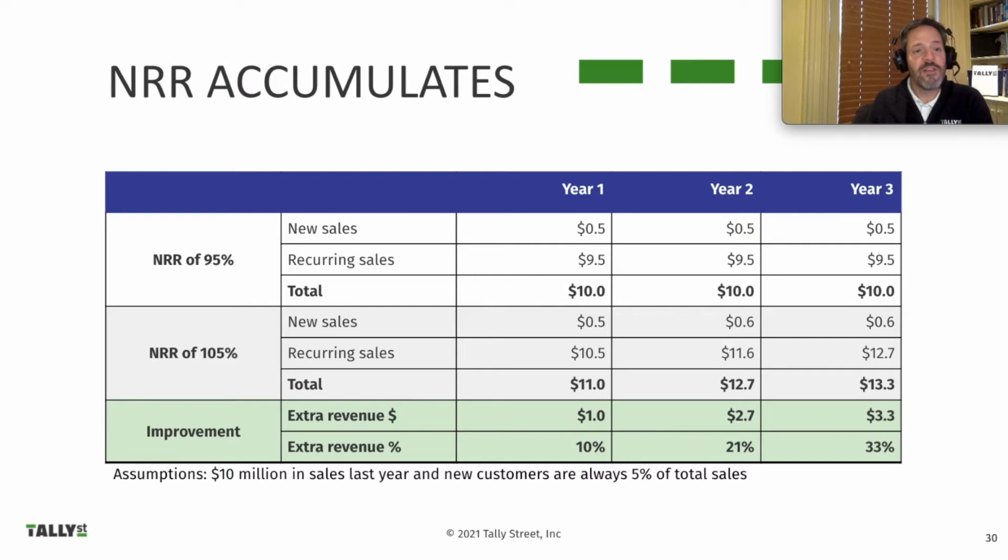So we talked about how net revenue retention accumulates or contributes to the ongoing growth of a business. And let's look at an example of that. So if a business had a net revenue retention rate of 95%, and let's say it's a $10 million business, and let's assume that every year 5% of their sales come from new customers. So last year they were a $10 million business. 5% of their sales came from new customers.